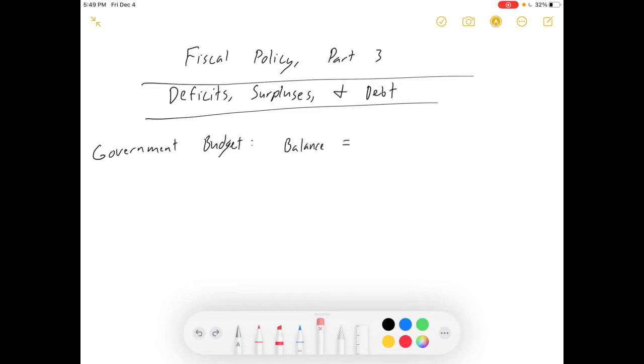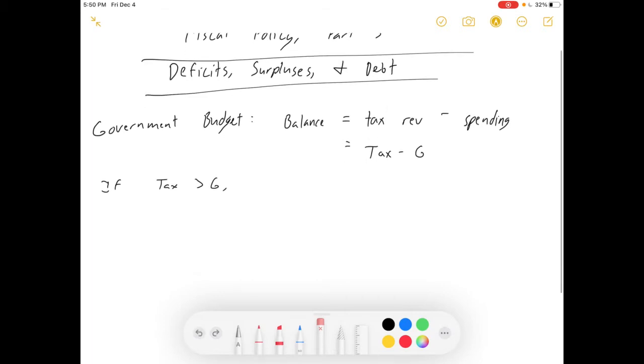So let's start by defining a government budget. The balance of the budget is tax revenue minus spending, or tax minus G. If your tax revenue is greater than your government spending, then your balance is positive, which we call a surplus. It means you have extra tax dollars you haven't spent.